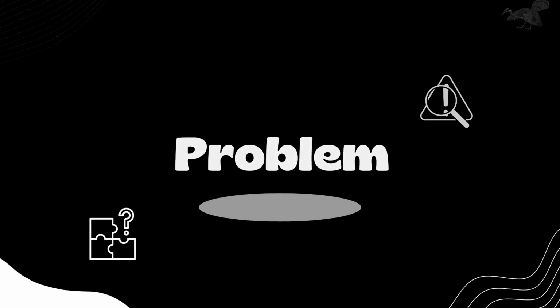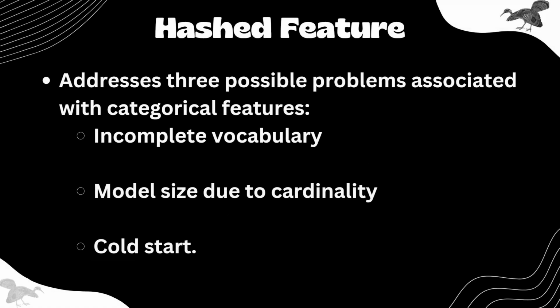The pattern we are discussing today will help us solve three problems when dealing with categorical features, which are incomplete vocabulary, cardinality, and cold start. You might be thinking, whoa Panda, what is this? I don't understand any of it. Don't worry, we'll go through each of these one by one and explain the problem.